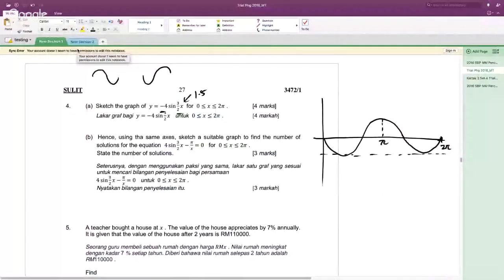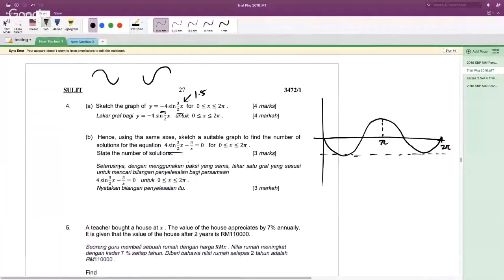Okay. So what I will do is I move the whole equation to the other side, become negative. So we have negative pi over x equals to negative 4 sine 3 over 2x. And this is exactly the y, isn't it? So we can say y equals to negative pi over x.